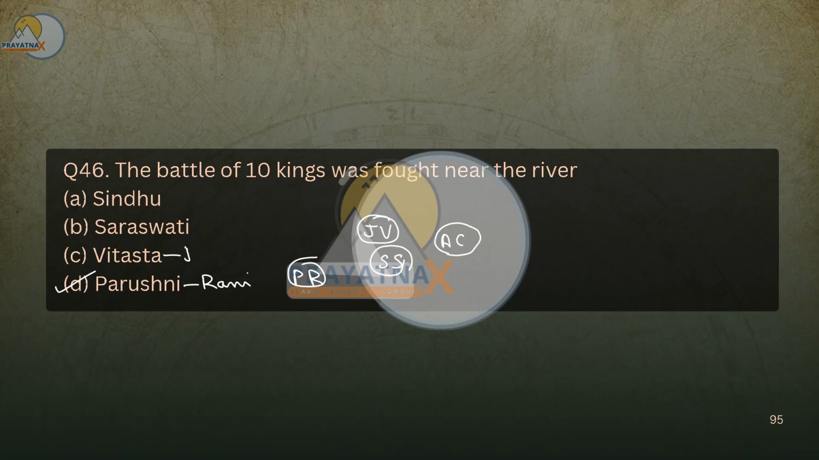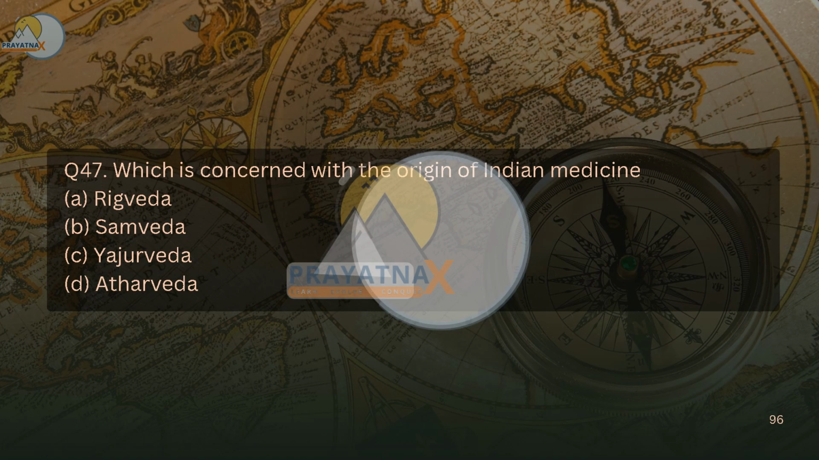Moving on to the next question, which is concerned with the origin of Indian medicine. Obviously the correct answer for this would be option number D, Atharvaveda. It consisted of magical spells and charms.